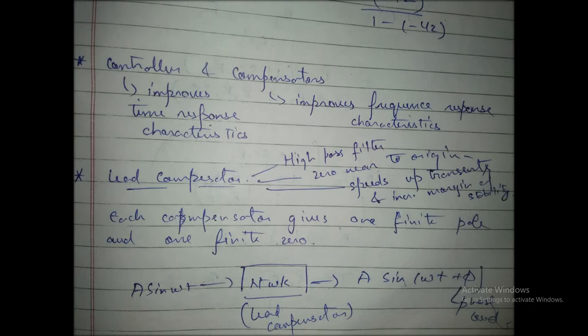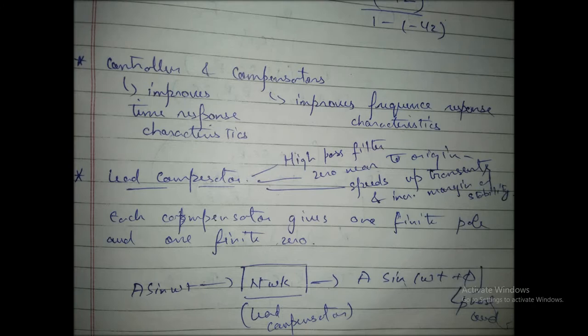तो पहले हम पढ़ते हैं कंट्रोलर कंपनसेटर। बेसिकली इन दोनों में मेन डिफरेंस क्या है कि कंट्रोलर टाइम रिस्पांस कैरेक्टरिस्टिक्स इंप्रूव करता है, एंड कंपनसेटर फ्रीक्वेंसी रिस्पांस करता है। So if we look at the time response, we go for controller and otherwise compensator. Here we are only talking about compensator.